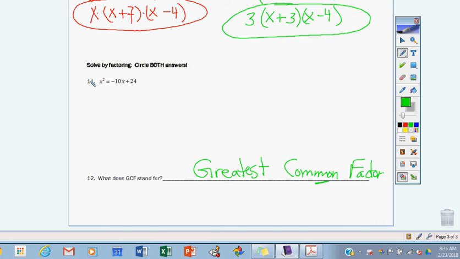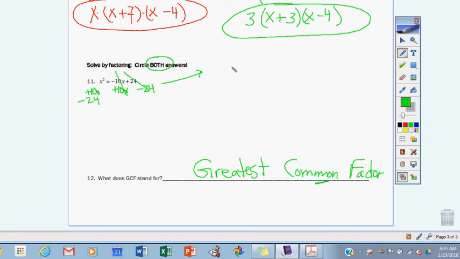Okay, so back up to here, number 11. Solve by factoring. Circle both answers. I'm even telling you there's 2 answers, trying to lead you here. But step 1, we have said when there's an equal sign, you have to get one side equal to 0. So I'm going to add 10x to both sides. I'm also going to subtract 24 from both sides of this problem. Now, this will cancel, this will cancel.